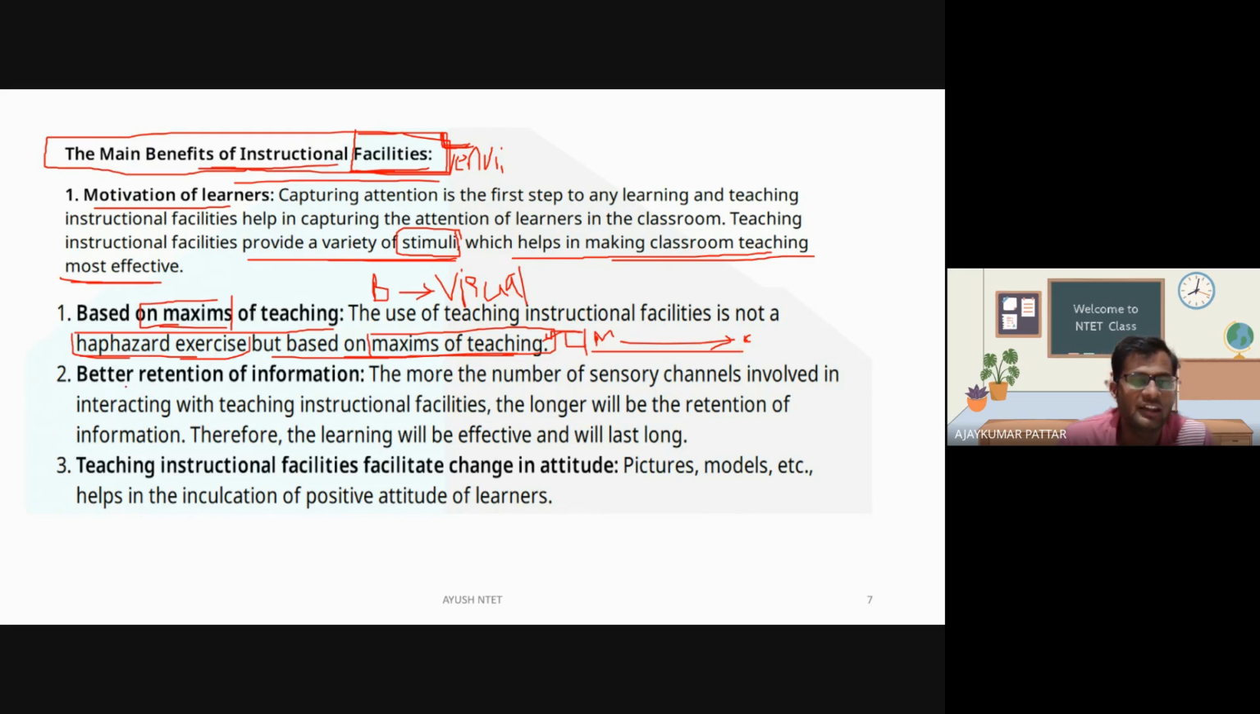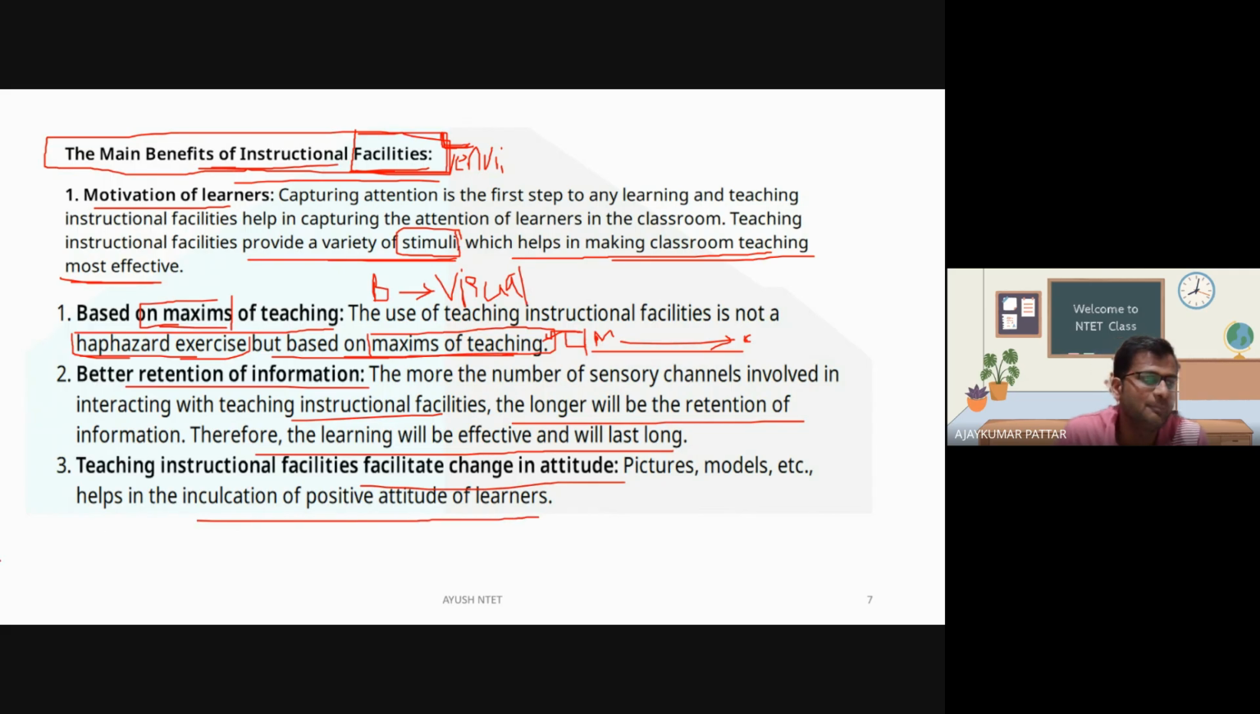That is the concept. Then better retention of information. If you use the facilities, then the information or knowledge given in the teaching method will be retained for a longer time. Therefore learning will be effective and will last long. Then instructional facilities facilitate change in attitude. Attitude means these pictures and models will help in the inoculation of positive attitudes of learners.